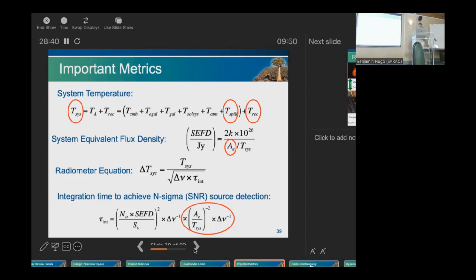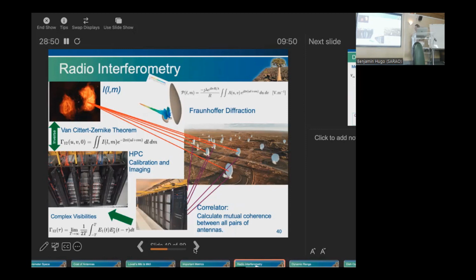So though, if you want to observe something within your lifetime, you want A over T to be as big as possible. So that's what you take into account in your engineering. Now, this is a slide you'll see much better versions of, I'm sure, during this week. But just a quick introduction to what we do with radio interferometry.